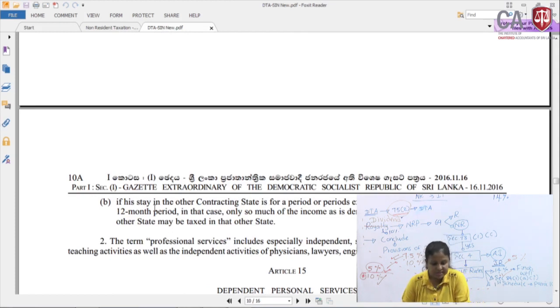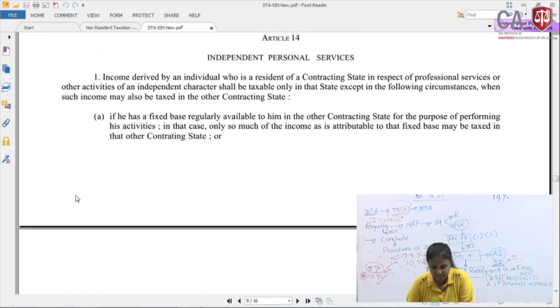B, if his stay in the other contracting state, that means a Singapore non-resident person staying in Sri Lanka, for a period or periods exceeding in the aggregate 183 days in any 12 months period, in that case only so much of the income as he derived from his activities performed in that other state may be taxed there. That means if he has stayed in Sri Lanka 183 days or more in any 12 months period, what he has earned in that period should be taxed in Sri Lanka.